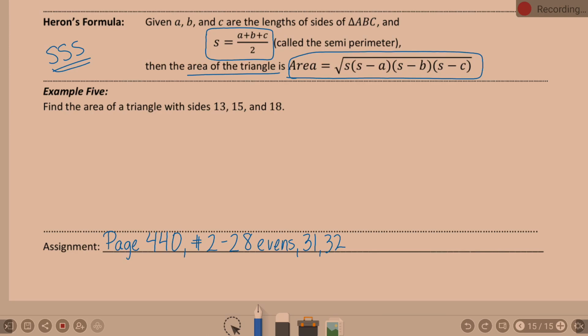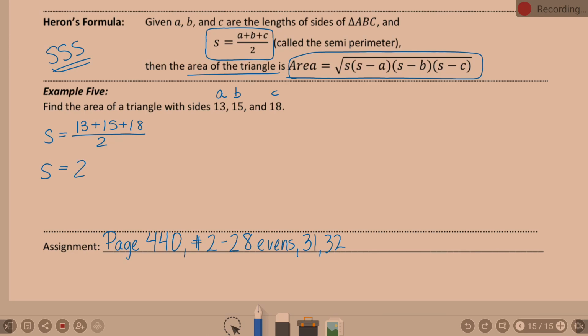Where are 13, 15, and 18 going into your formula? They're going to be which pieces? A, B, C. I would recommend before you get started, you find S. How are we going to find S? Add 13 plus 15 plus 18 divided by 2. Or find the perimeter and divide it in half. 13 plus 15 plus 18 divided by 2 is?